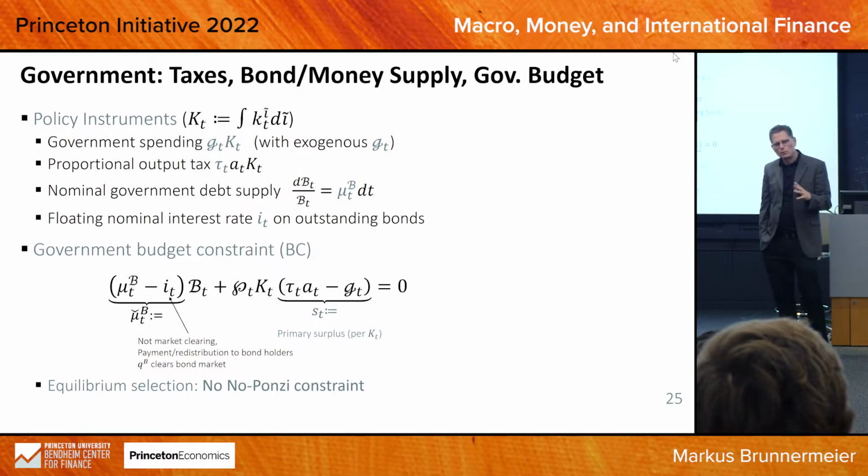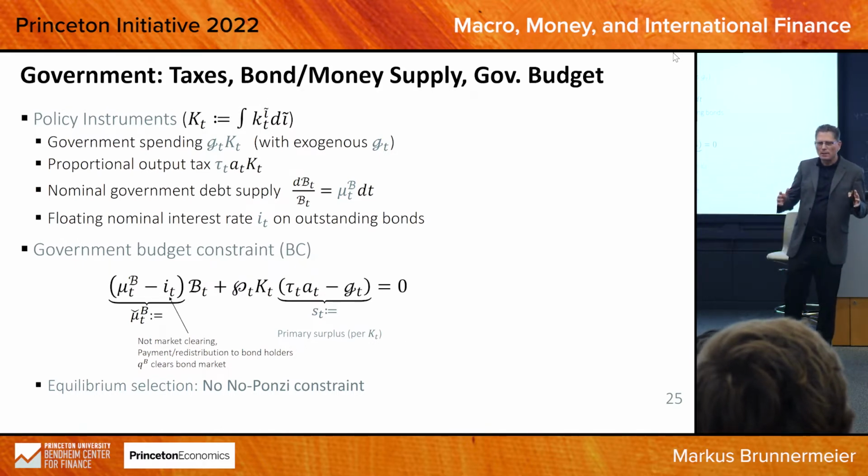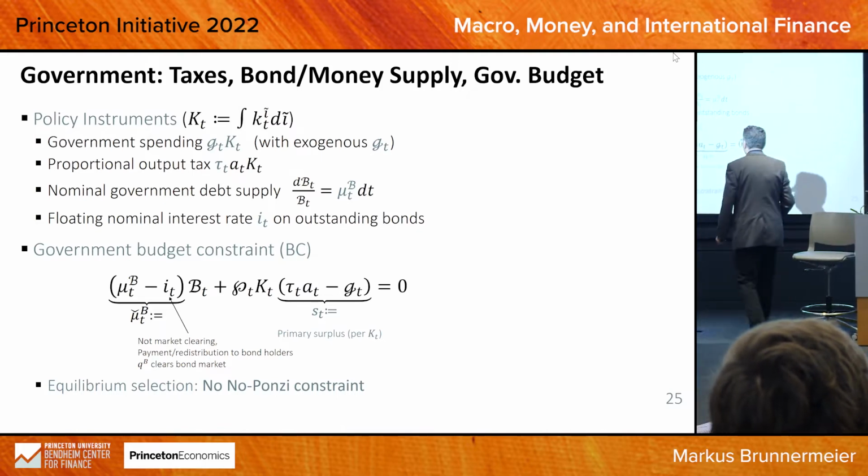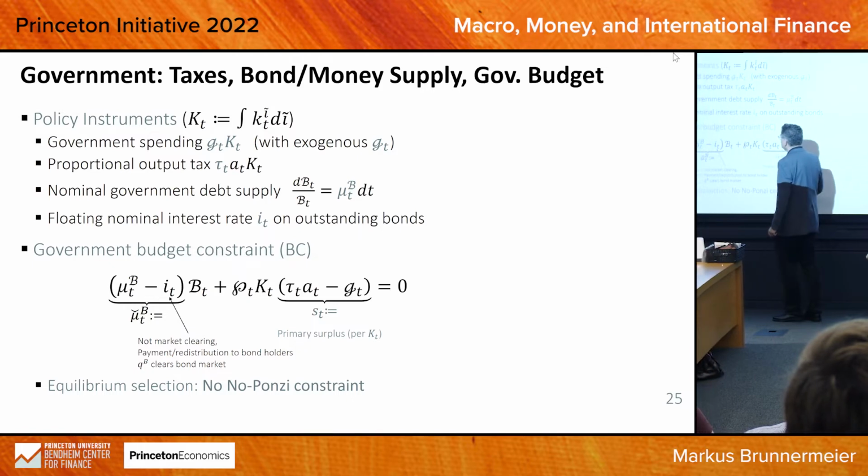Okay. What I will do today, there's only one type of bond. There are no different types of bonds with different maturity, where you do QE and change the maturity. That's in another paper, we can do that. But here's just one type of bond.